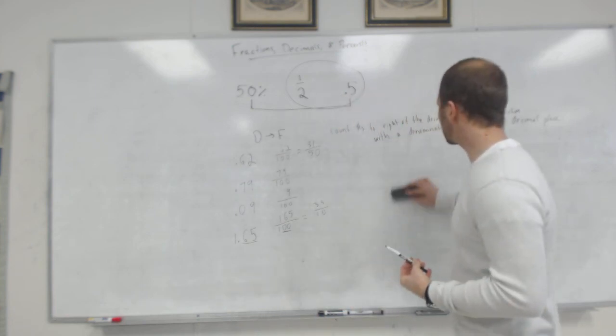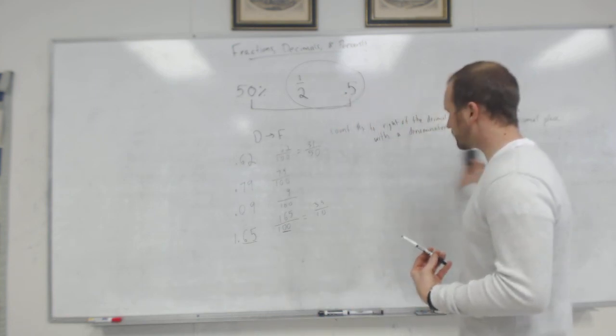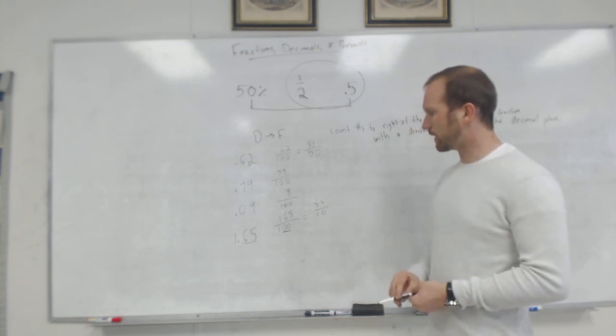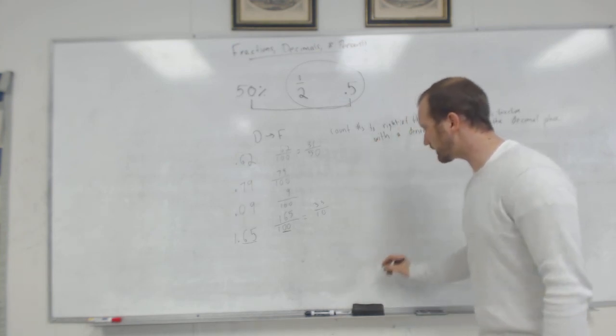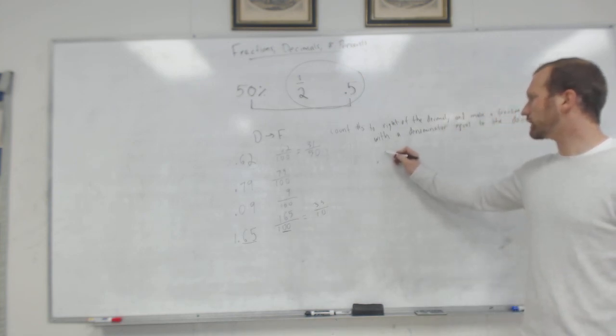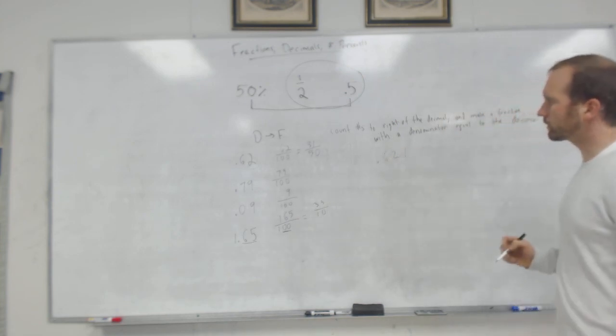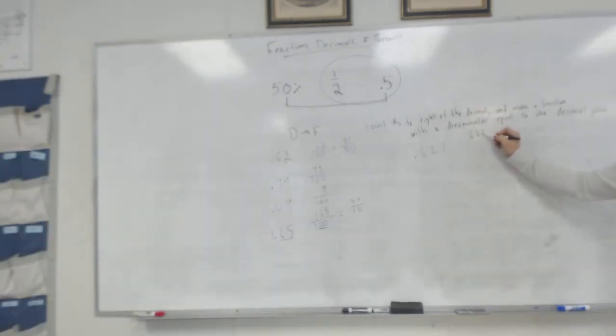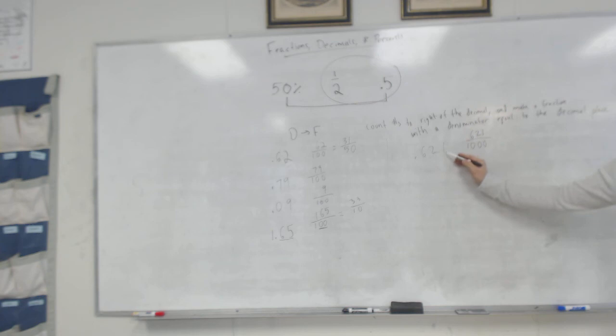Okay? Count the number of numbers to the right, and then put that many zeros. Let's do a whole bunch of examples. Okay, 0.621. What's my fraction? 621 over 1,000. 1, 2, 3 zeros, because I had 3 numbers there.